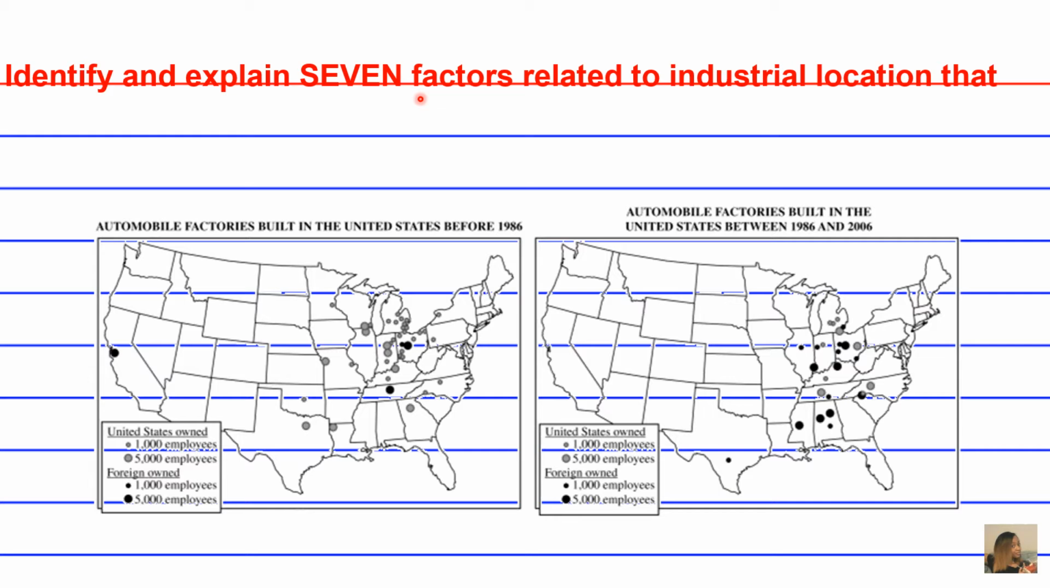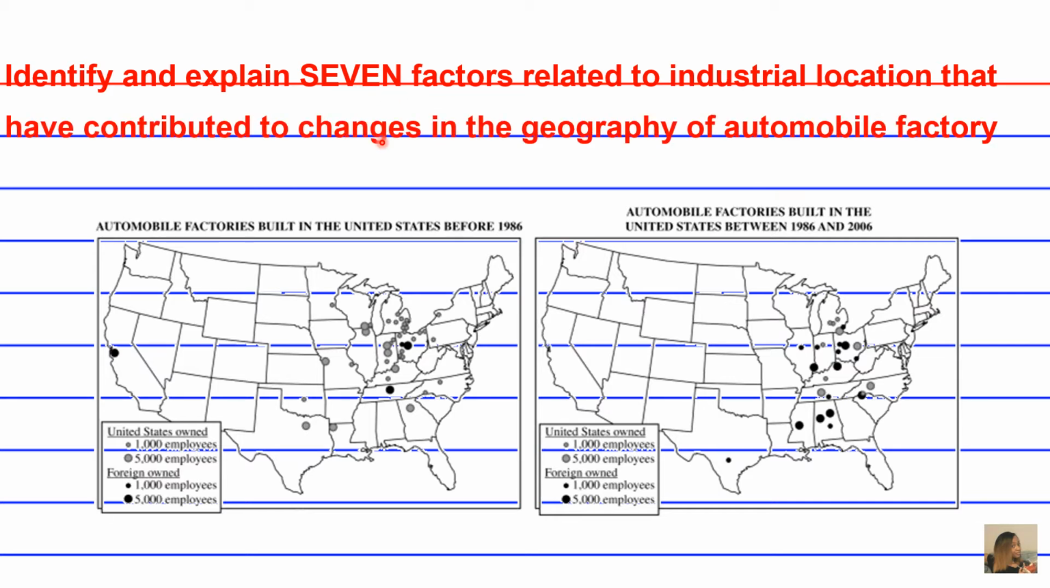Identify and explain 7 factors related to industrial location that have contributed to changes in the geography of automobile factory construction as shown by the maps. Okay, so note the construction patterns here before 1986 and then do a visual scan after 1986. I'll give you a moment to do a visual scan. Press pause if you need to.